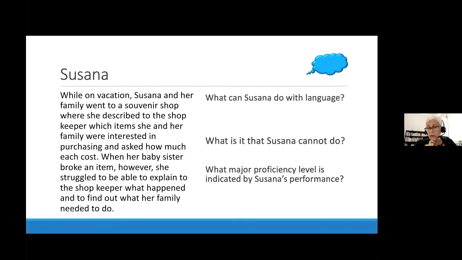So first, think about what can Susanna do with language? Think about what it is she cannot do. And which major proficiency level is indicated? Is she a novice level, intermediate level, or advanced level speaker? Take just a moment.